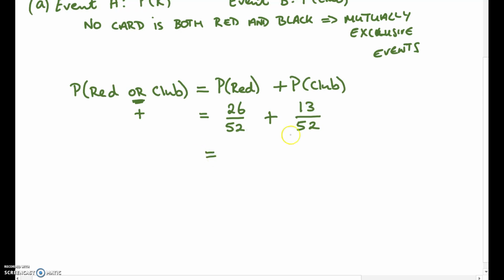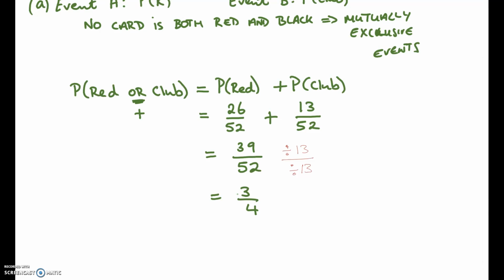Well, if we add those two together, they have a common denominator, and that's why it's good not to reduce them yet, because they already have a common denominator. We end up getting 39 out of 52. And if we divide both by 13, we get 3/4. So the probability of getting a red card or a club is 3/4.